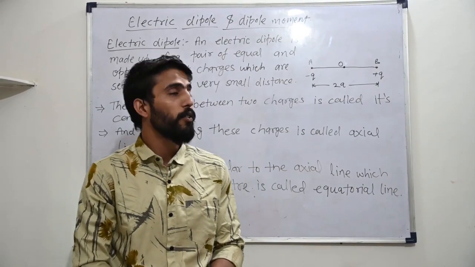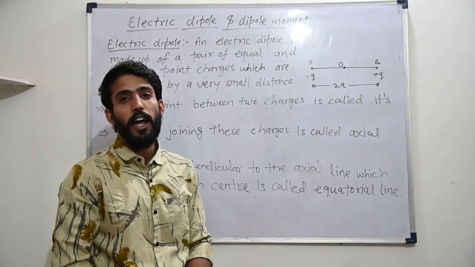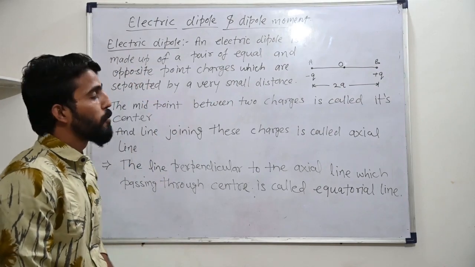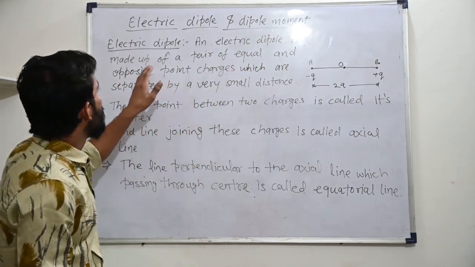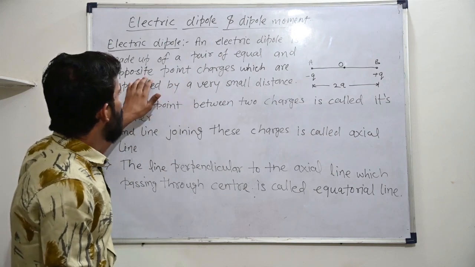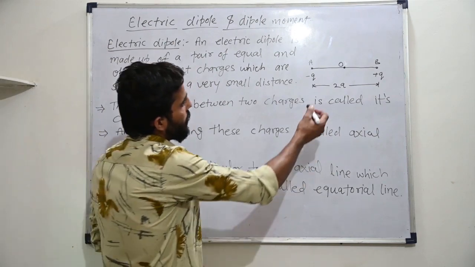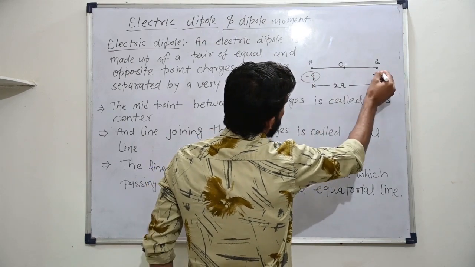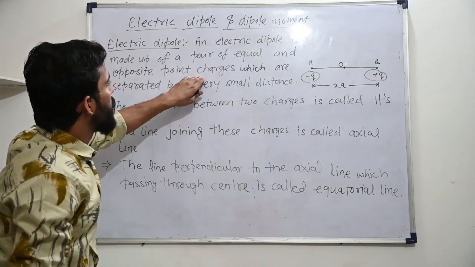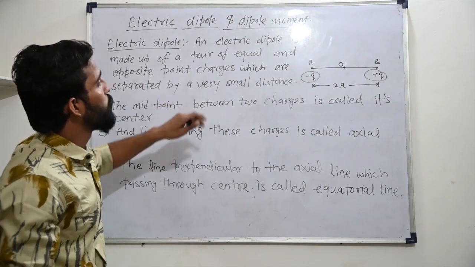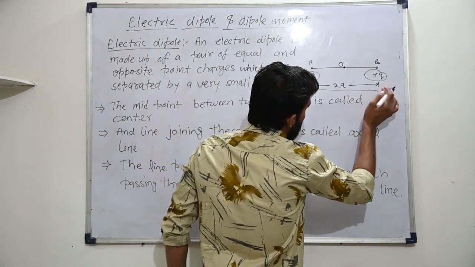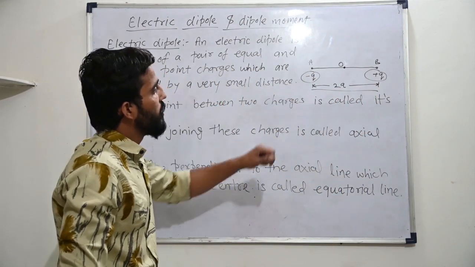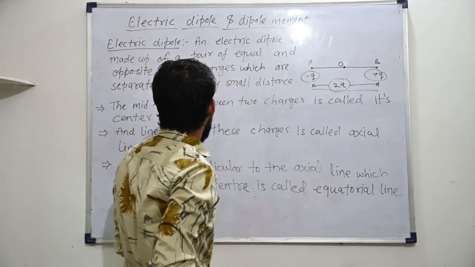Hello everyone, today we are going to discuss electric dipole and dipole moment. Electric dipole. An electric dipole is made up of a pair of equal and opposite point charges, minus q and plus q, which are separated by a very small distance, that is 2a.